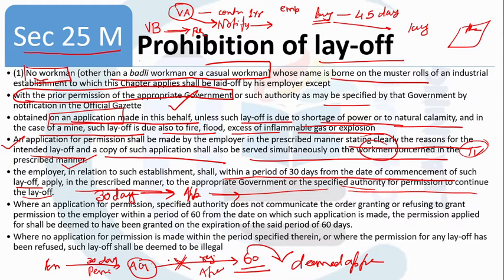मतलब आपने as an appropriate government answer नहीं किया कि हाँ ये approved है या rejected है, तो आपका 60 days के बाद में वो deemed approval कहलाता है. So please remember, under this prohibition of layoff, no workman can be laid off without taking the prior permission from the government. The permission has to be applied for within 30 days, and in case it is not communicated for a time period of 60 days, after the expiry of 60 days, it is considered as deemed approval. These are the provisions related to layoff.